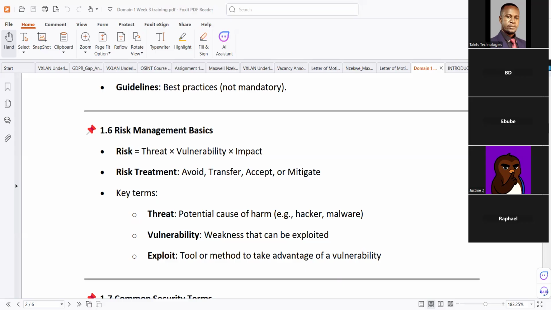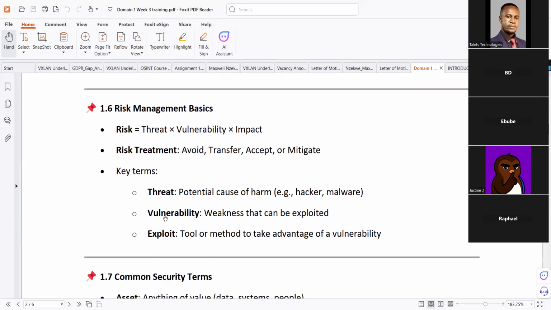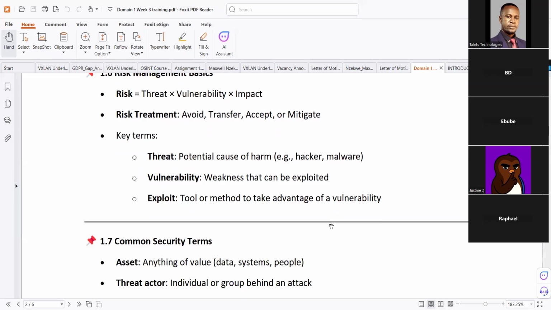What is mitigate? Because of time, let's go. Risk mitigation means to reduce the likelihood or impact of the risk through controls and safeguards. For instance, we implement rules, firewalls, encryptions, we do training, all those things to make sure that this risk doesn't happen. We mitigate it. That is risk mitigation. Now, we've explained what is a threat, a potential cause of harm, a vulnerability, a weakness that can be exploited, and an exploit, a tool or method to take advantage of a vulnerability.